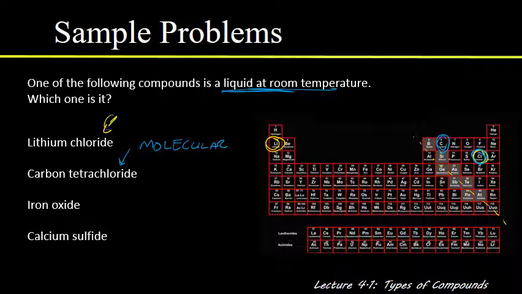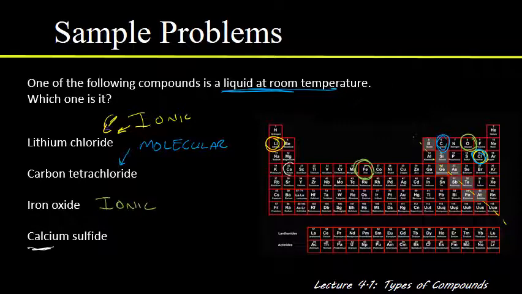Okay. Iron oxide. Iron is here. It's a transition metal. And oxygen's over here. That's a nonmetal. So I've got a metal and a nonmetal. That means that this one is going to be ionic. All right, that one's ionic. And calcium sulfide.